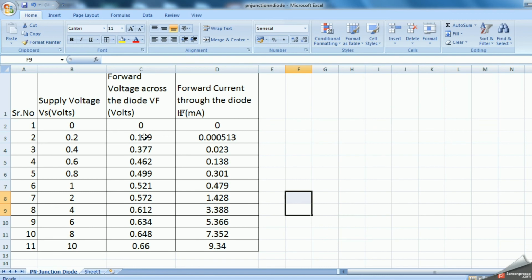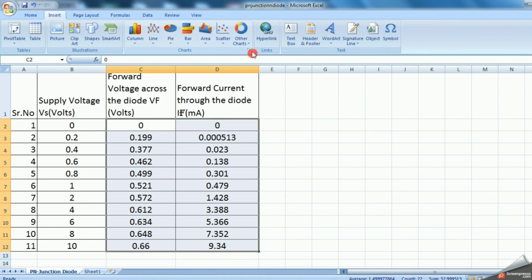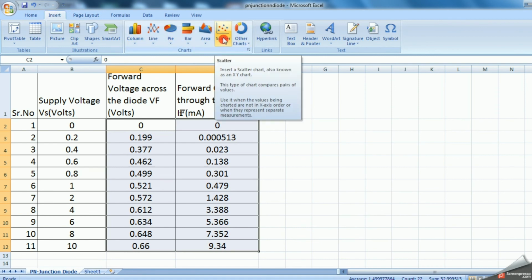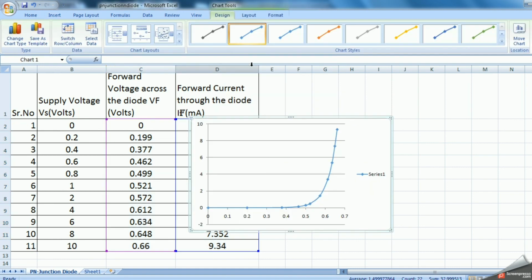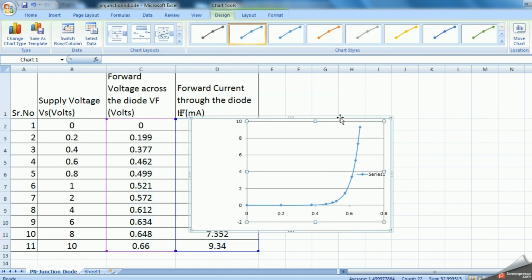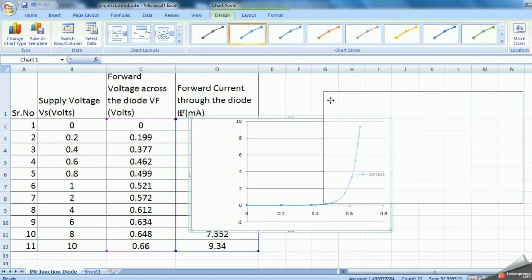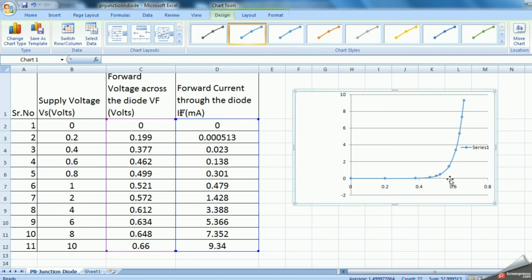Now draw the VI characteristics of the PN junction diode. Select these readings, insert, chart, scatter chart. From this, see, after 0.6 the current starts increasing. The 0.6 volt is nothing but the cut-in voltage or knee voltage. It is also called the cut-in voltage or knee voltage.